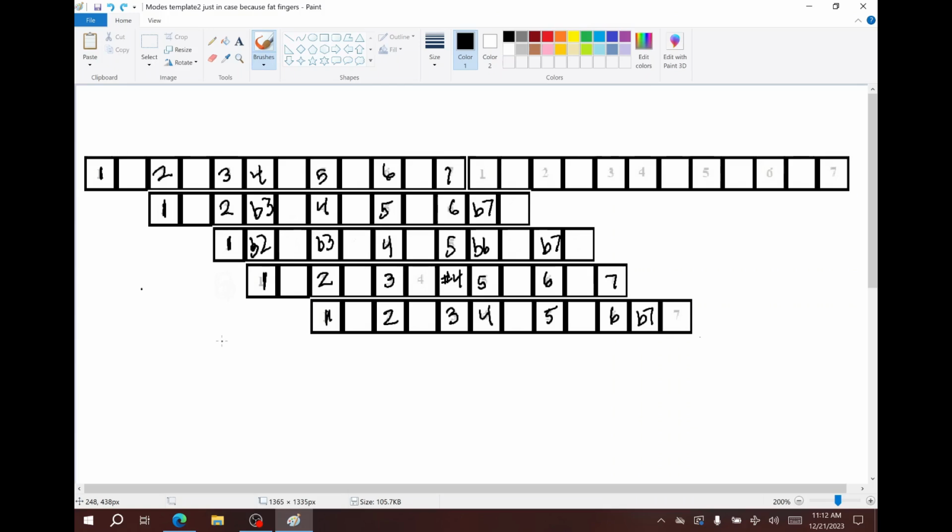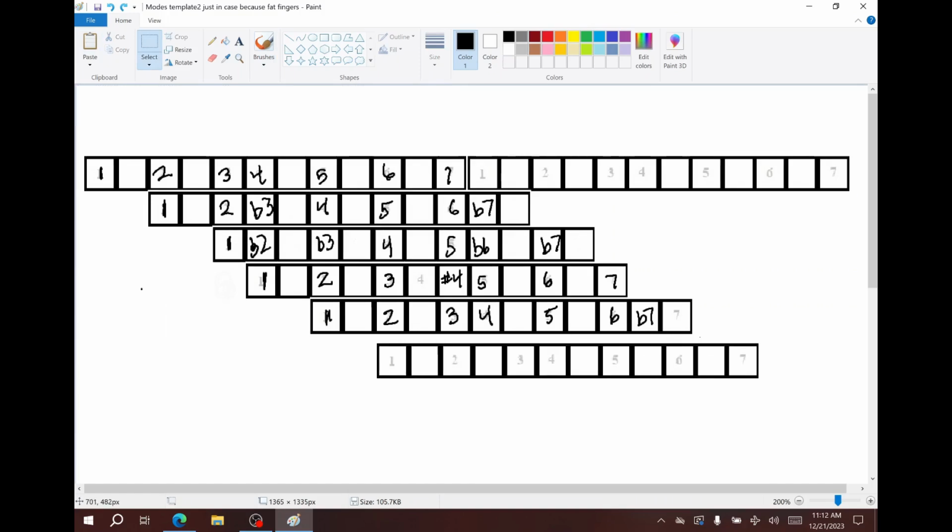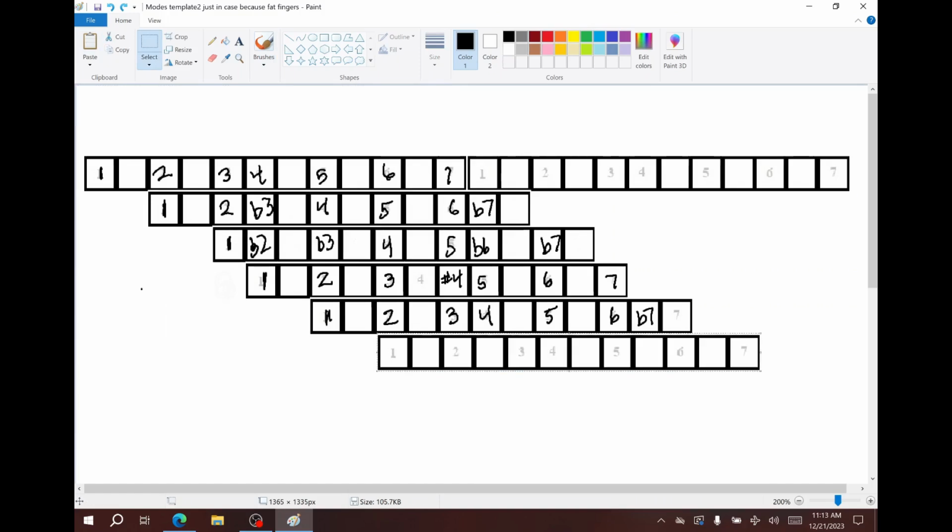Okay, so we're going to go into everyone's favorite now. The 6th mode, the Aeolian mode, the minor. So let's get that started. All right, starting on 6 here. And I'm sure a lot of you guitar players already know the minor scale by heart because the minor scale is awesome. So let's just go together here.